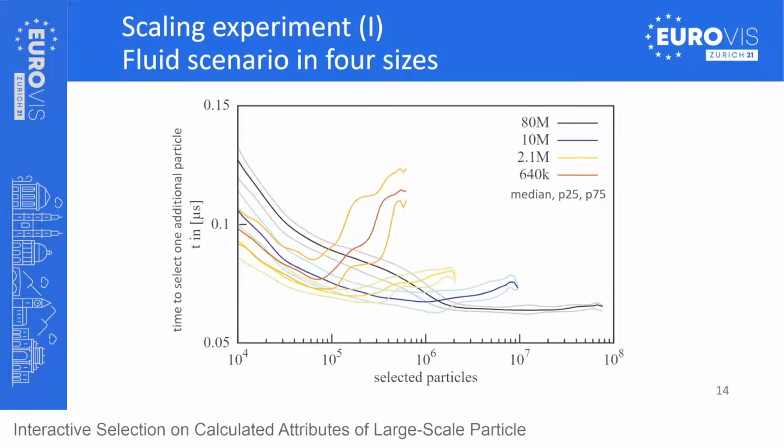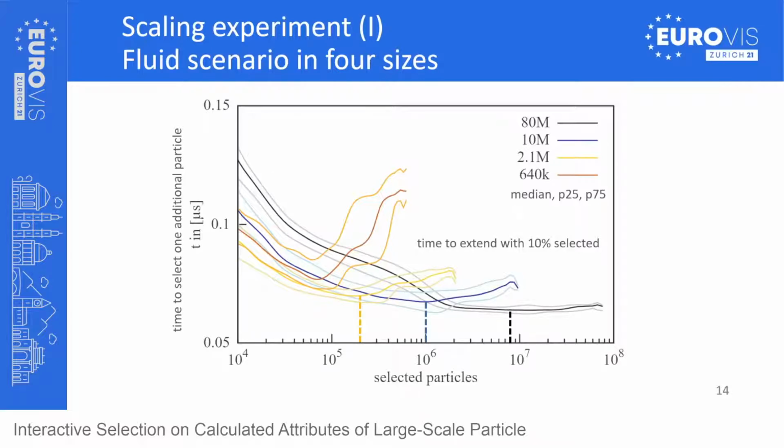We repeated the measurement 100 times, choosing different particles as a start particle, and measured the time to select 1 particle during the extension. For each scenario, the median as well as interquartile boundaries P25 and P75 are plotted. There are 2 main observations. First, the time needed to process 1 particle is almost independent of the scenario size. When more particles can be selected at once, the performance even slightly increases.